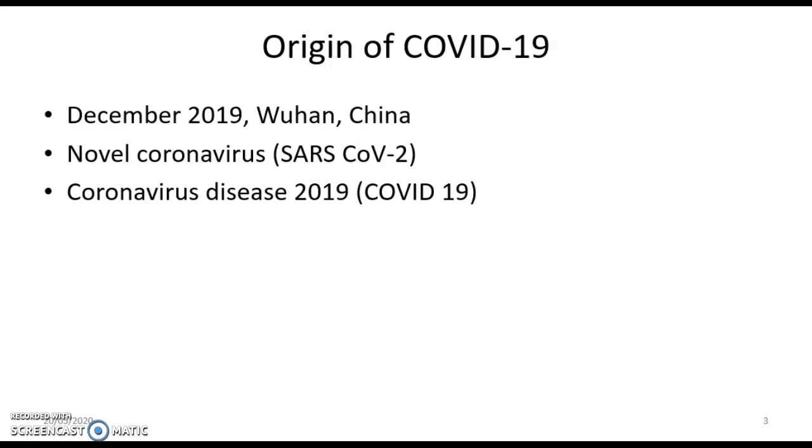In December 2019, China reported to the World Health Organization cases of pneumonia in Wuhan province. The pneumonia was caused by severe acute respiratory syndrome coronavirus 2 or SARS-CoV-2, and the infection is called the coronavirus disease 2019 or COVID-19.